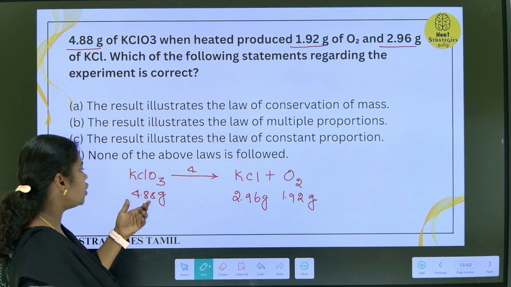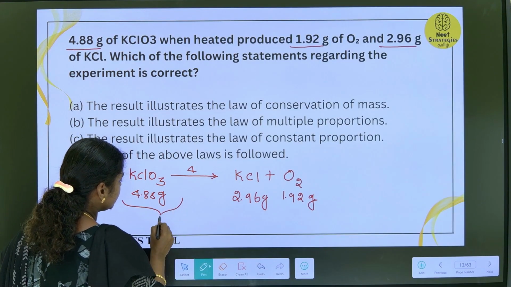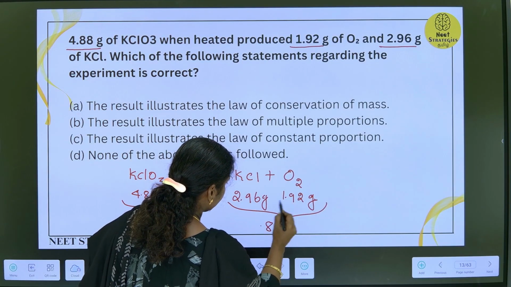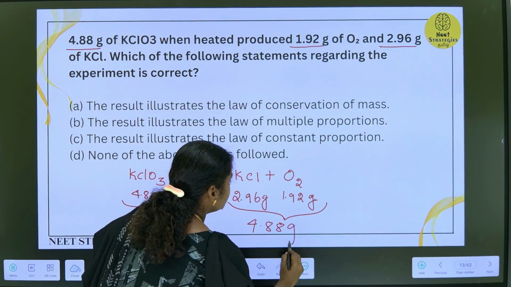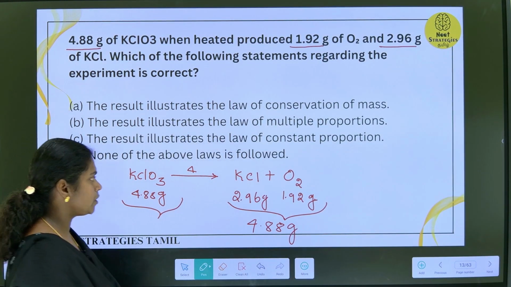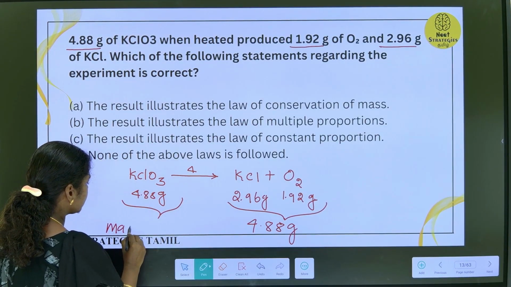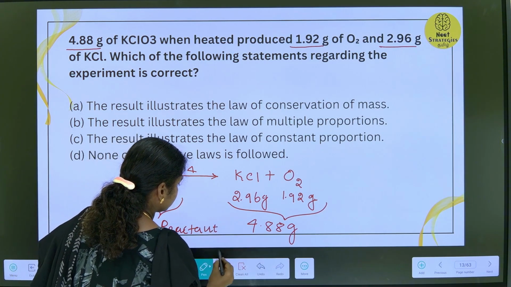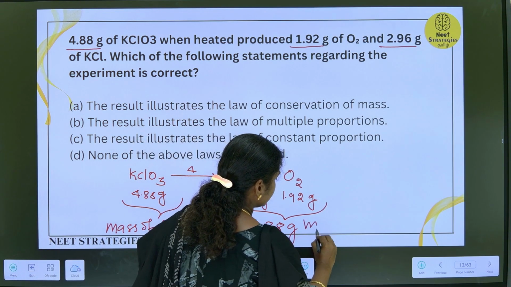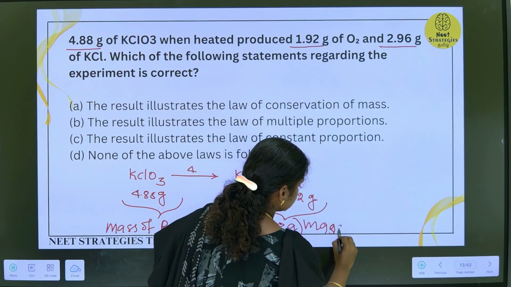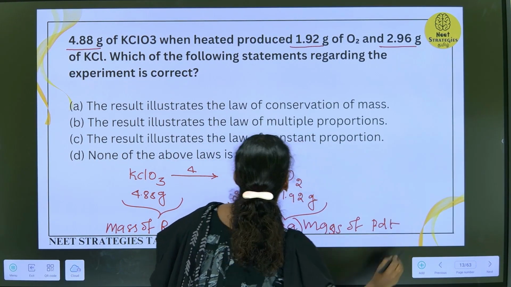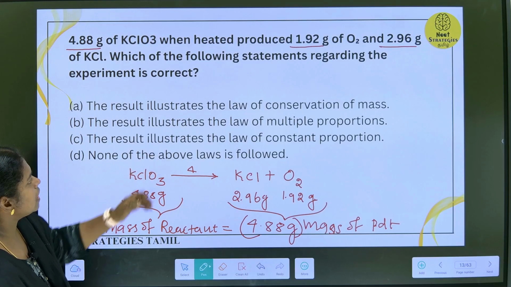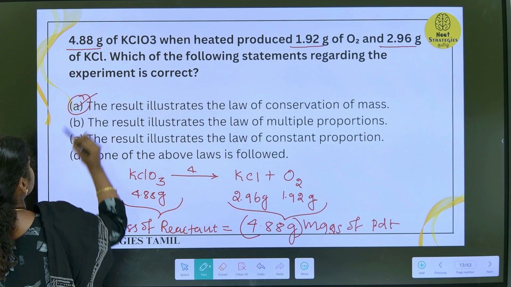So 4.88 is the mass of the reactant. If we add the products together, it becomes 4.88 again. So the mass of the reactant becomes equal to the mass of the product. Since the mass of the product is equal, that belongs to the law of conservation of mass. The result is listed as the law of conservation of mass. Option A is the correct answer.